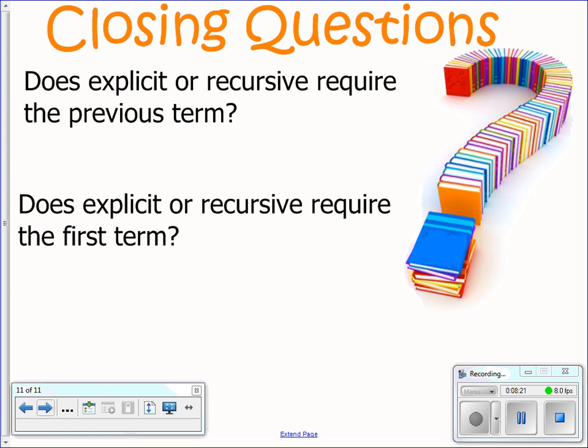Does the explicit or the recursive require the first term? The recursive does. Does the explicit or the recursive use the previous term? The first one is the previous term, and this one is the first term. So recursive needs the previous term, and explicit needs the first term.